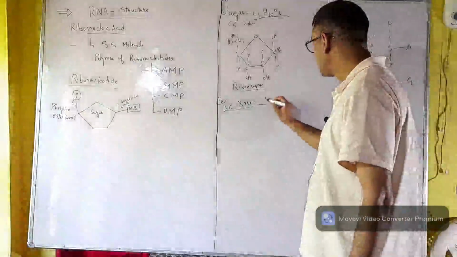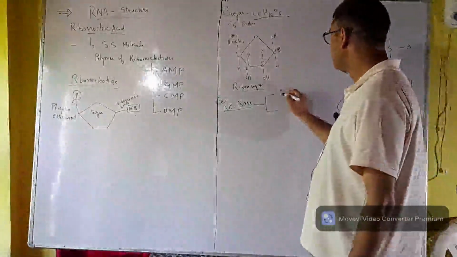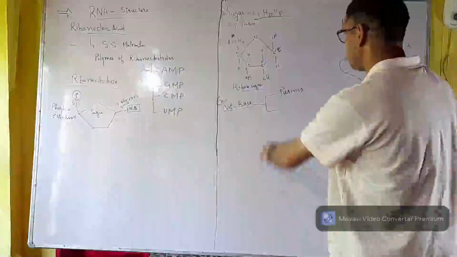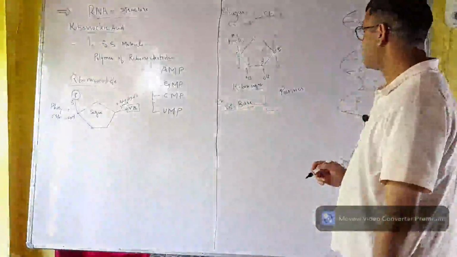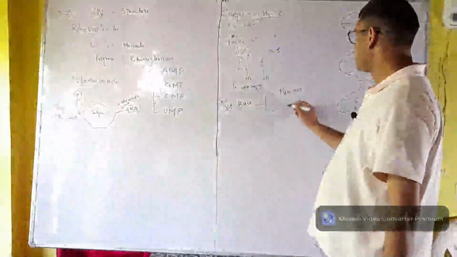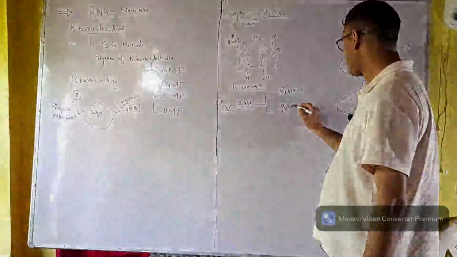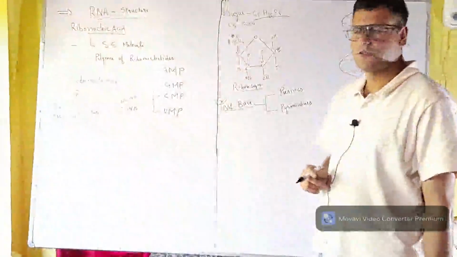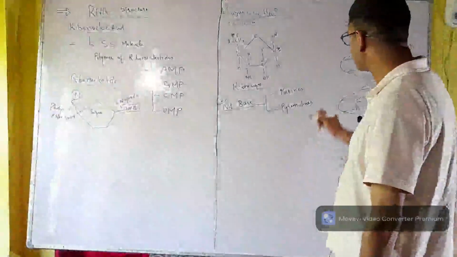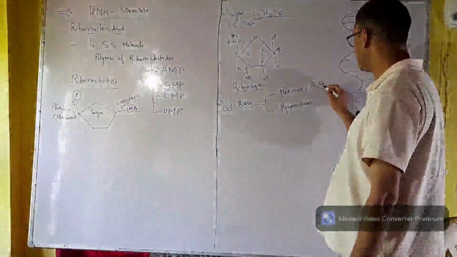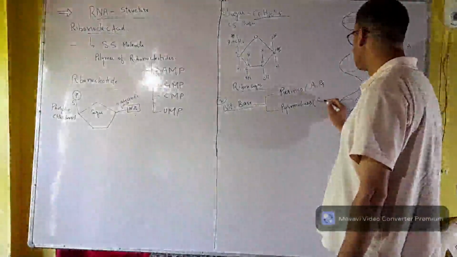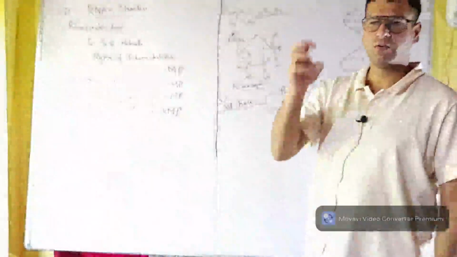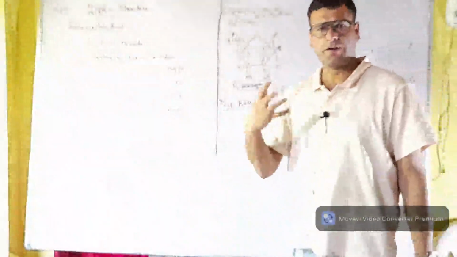We can say that two types of nitrogenous bases are present in RNA: purines and pyrimidines. The purines are adenine and guanine, and the pyrimidines are cytosine and uracil. Whereas in case of DNA, we have thymine, and in case of RNA, we have uracil.